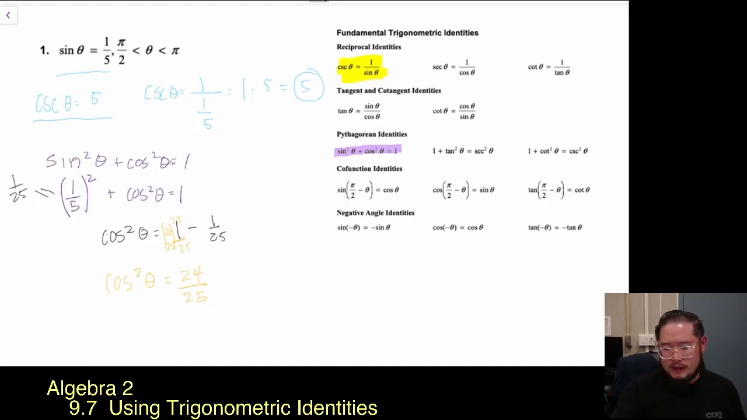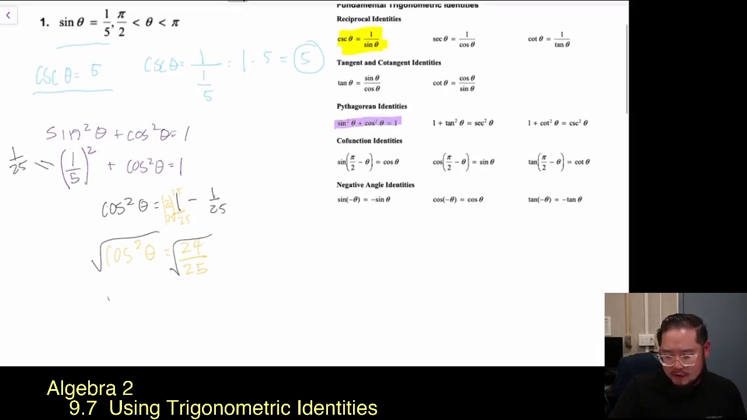Okay. Let's get cosine. Let's get rid of that exponent. So we're going to square root both sides. And now I have cosine theta is equal to the square root of 24 over 5, because I can take the square root of 25 and that equals 5. It looks like we could do a little more right here. I could simplify that 24, and that should simplify down to 2 rad 6. All right, so there is cosine theta.